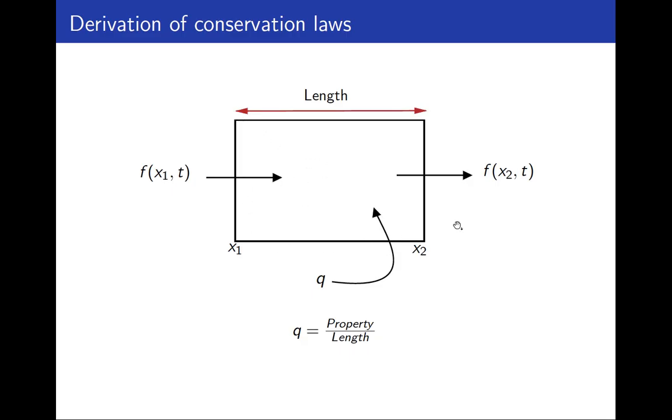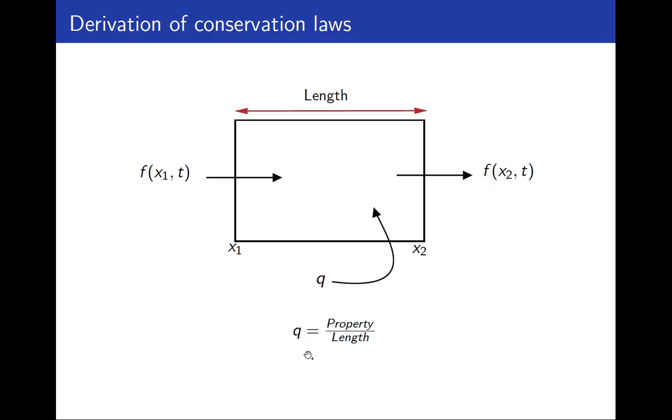Let's say we have this geometry, this rectangle. Here at the left border we have a coordinate x1, and at the right border a coordinate x2. The length of this geometry is given by x2 minus x1, and inside this geometry we have some fluid. It can be water, it can be any kind of fluid you want to model, but most importantly, within the fluid there might be some quantity Q.